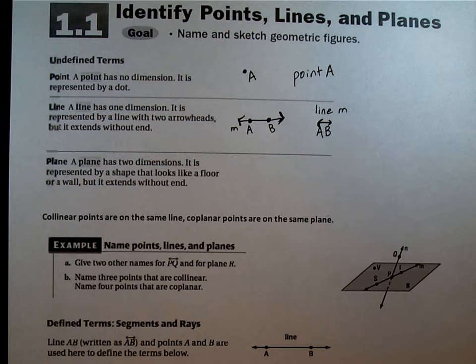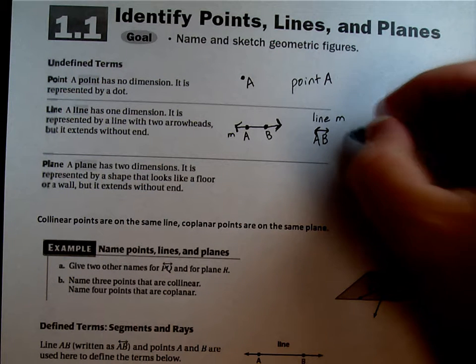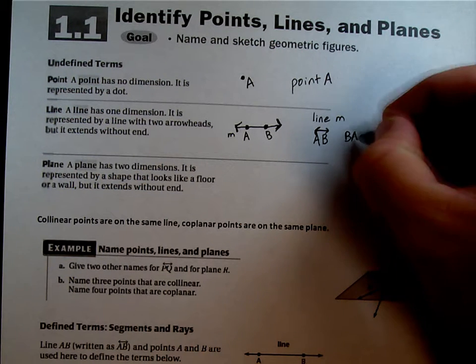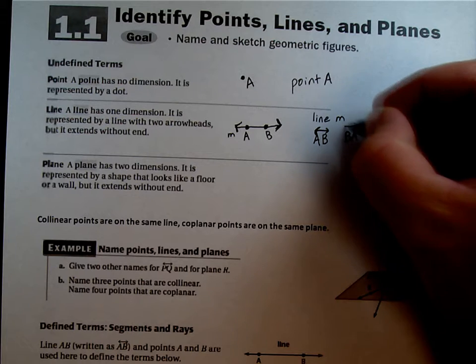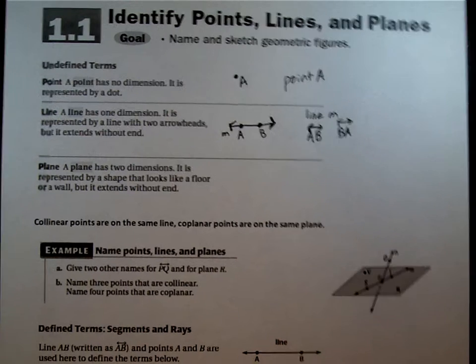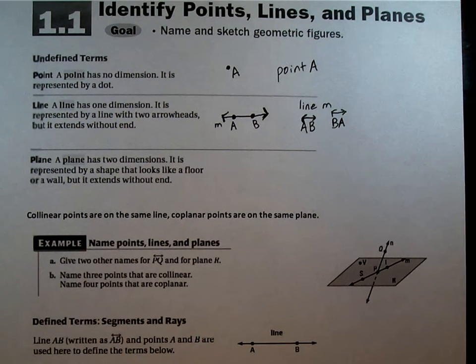Really all I have to do is pick any two letters that are on there. If there are more than two letters on it, just pick two of them. So maybe C was on there too. You could call it line AC as well. It's the same line. And I can also switch the order around. I could also call this line BA. It would be a different name for it, but it's the same line.